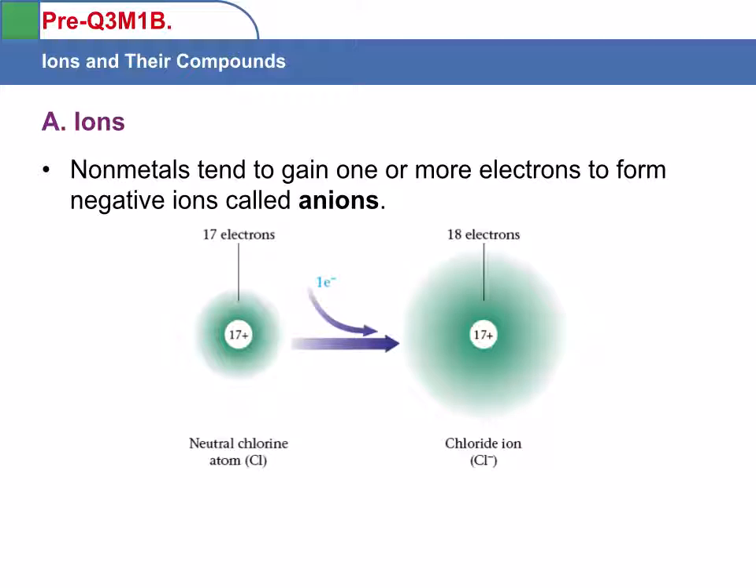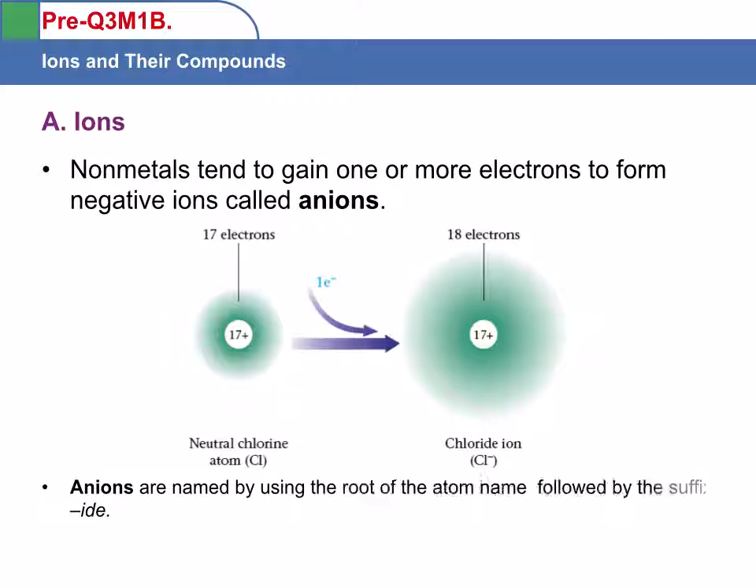You have chlorine, which is neutral, and at neutral it has 17 electrons, but it has space for one more. So when you add the electron, it means that you're going to gain one for 18, and you've gained a negative charge. So it's more negative than it's positive, and we call it a chloride ion. Anions are named by using the root, so the first half of the element, and then the suffix -ide. So notice how we call this chlorine, but when it's an ion, we call it chloride.